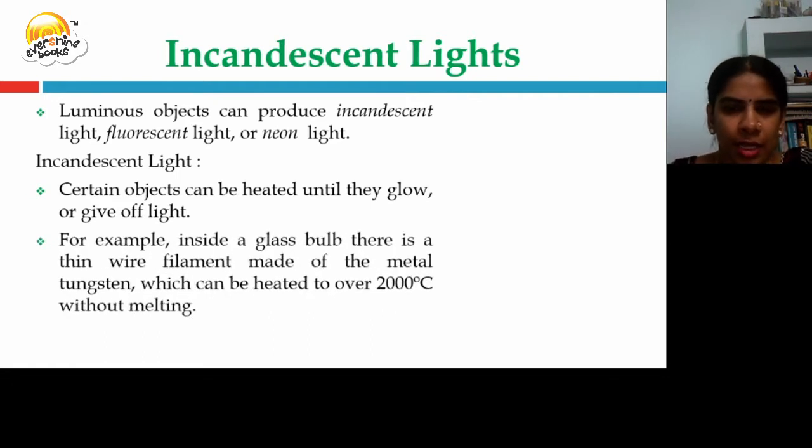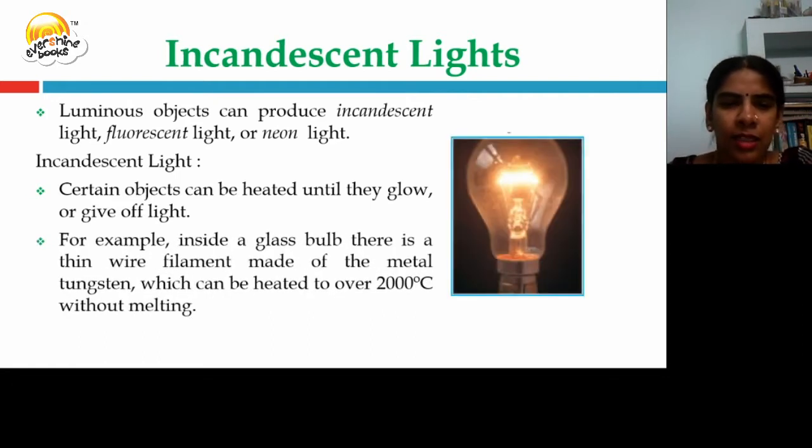For example, inside a glass bulb, there is a thin wire filament made of the metal tungsten. Tungsten can be heated to over 2000 degrees C without melting. So when heated, it glows and gives off light.